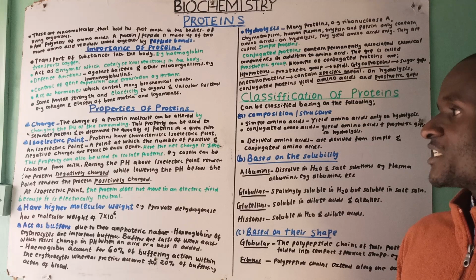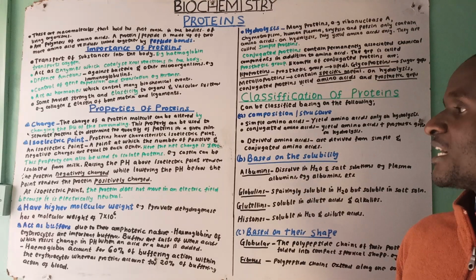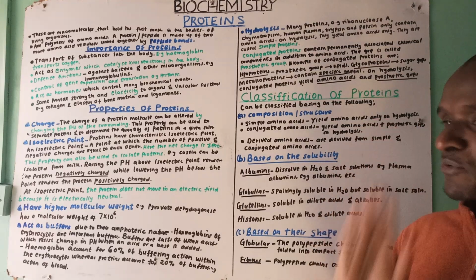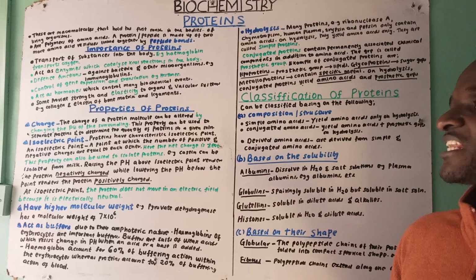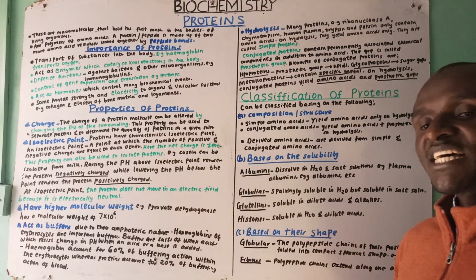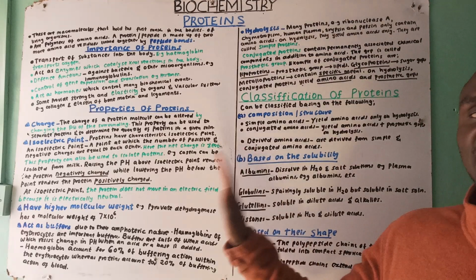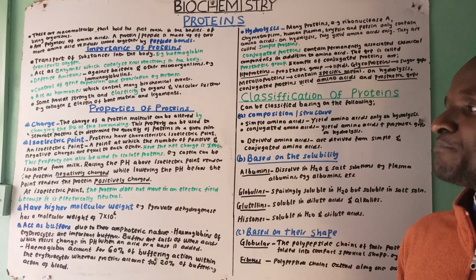So we go to properties of proteins. The properties of proteins involve, number one, charge, isoelectric point, higher molecular weight, and acting as buffers. As for charge, we've said that we can alter the charge of a protein by changing the pH of the surrounding. Then the property of isoelectric point: at an isoelectric point, the protein does not move in an electric field because it is electrically neutral. The number of negative and positive charges are equal. So go back to the lecture on the lipids.